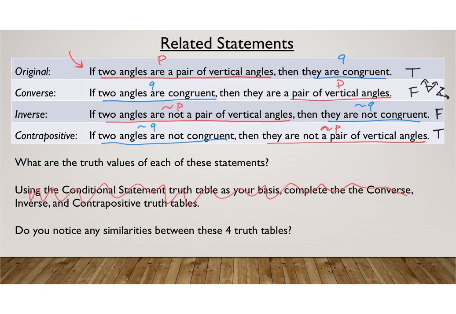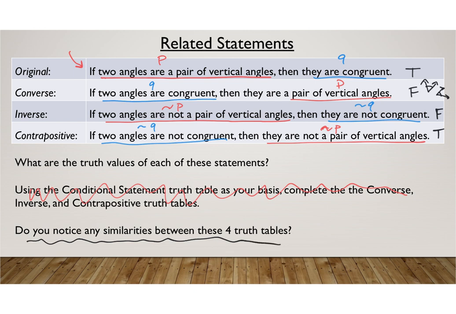These are my answers. Now, as you can see on the converse, when I said they were false, I drew my counterexample. So there, the statement says if two angles are congruent, then they are vertical angles. And here I have an example of two angles, not vertical angles, but still congruent, as you can tell by the congruency markings.